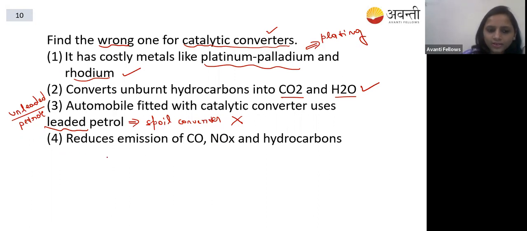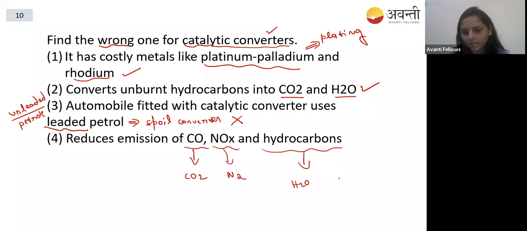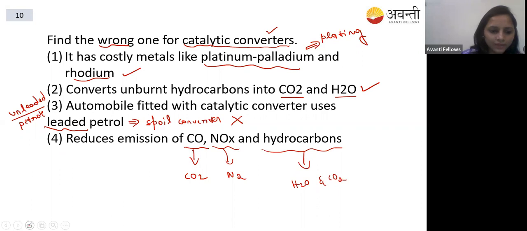Then coming to the fourth option: reduces the emission of carbon monoxide, nitrogen oxide and hydrocarbons. Yes. It reduces the release of these harmful gases into the environment by converting them into other gases. It converts carbon monoxide into carbon dioxide, nitrogen oxide into N2, and hydrocarbons into water and carbon dioxide, then releases them into the environment. That is how this converter works. So the correct answer is option 3, because they have asked for the wrong statement. The other statements are correct.